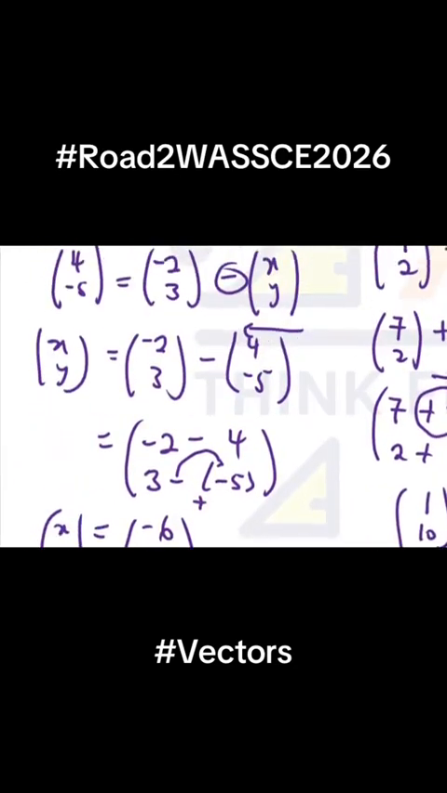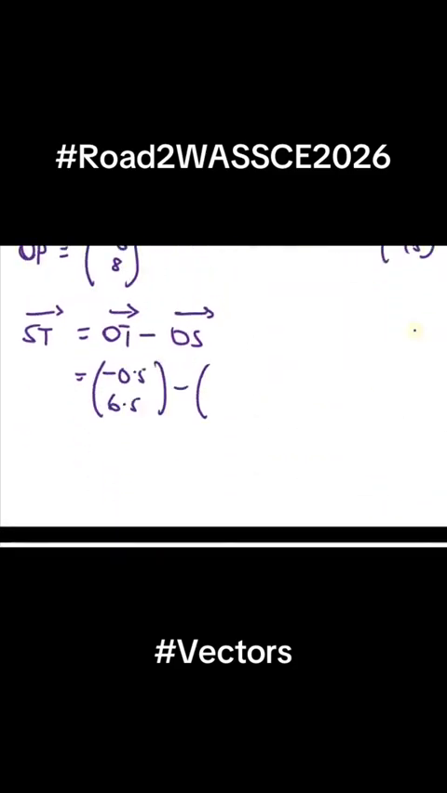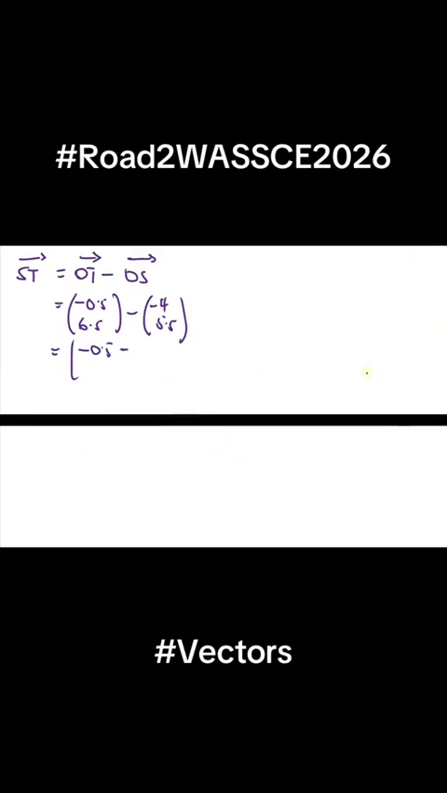So vector ST can be written as OT minus OS. And what is vector OT? Point T was given as negative 0.5, 6.5, minus OS, which is given as negative 4, 5.5. So we can operate on corresponding components. This will give us negative 0.5 minus negative 4. Then we have 6.5 minus 5.5. So vector ST is equal to negative multiply negative, this will give us positive. So we have negative 0.5 plus 4, that will give us positive 3.5. And then 6.5 minus 5.5, that will give us 1. So it means that vector ST is (3.5, 1).